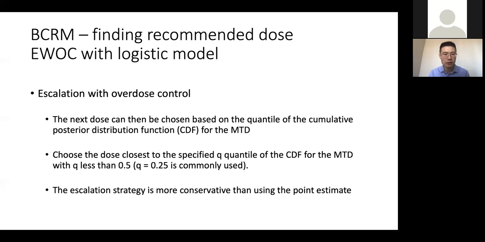This is called escalation with overdose control. It is commonly used in the BCRM setting, and a lot of the time it is recommended by the FDA, because one criticism of BCRM is that it is too aggressive. If you have extra concerns about safety, you can use this escalation with overdose control method.